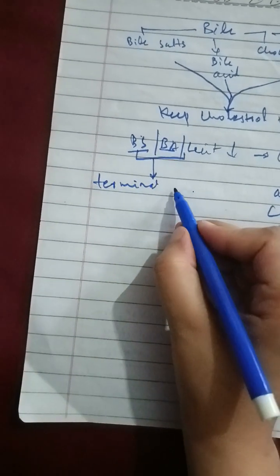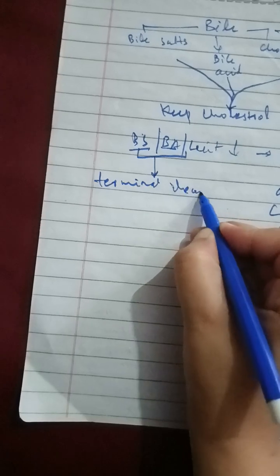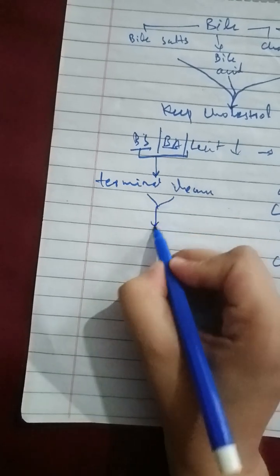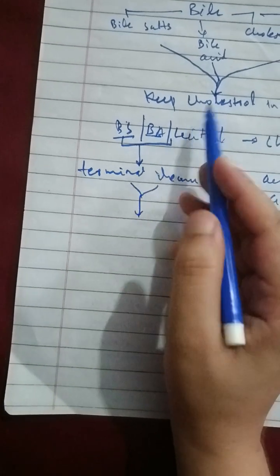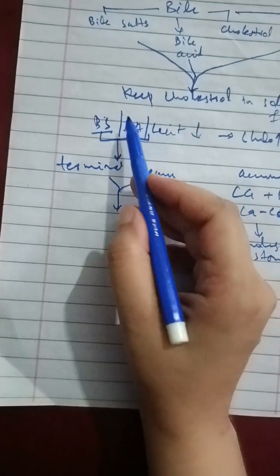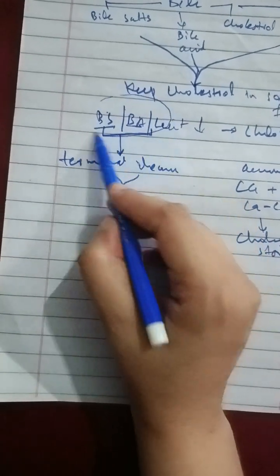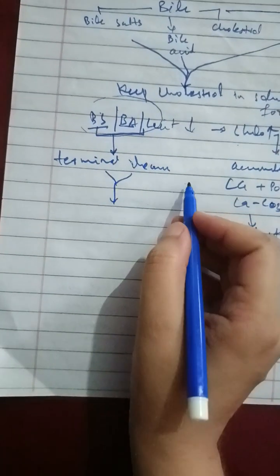They are again reabsorbed from the terminal ileum, and in this way they again form bile, and in the bile their concentration keeps the cholesterol in the soluble form.